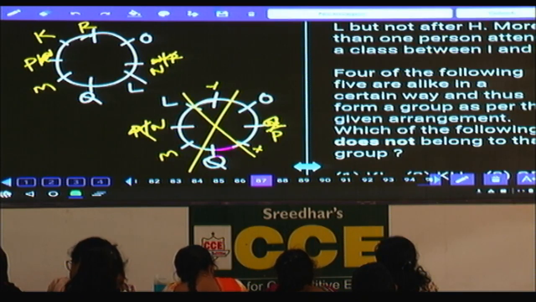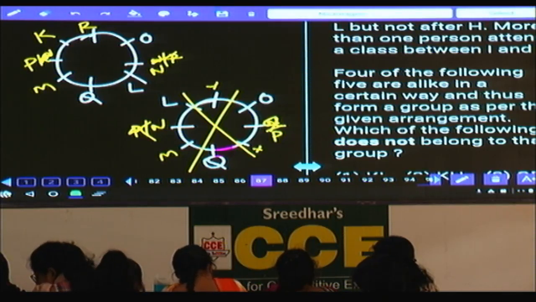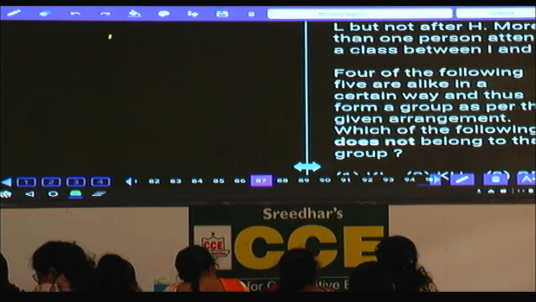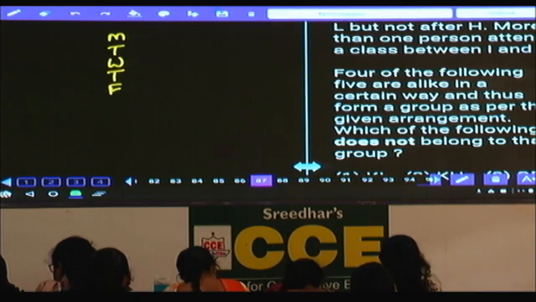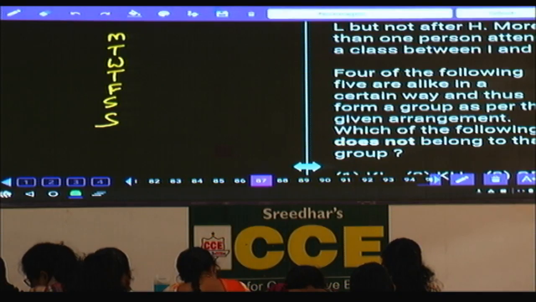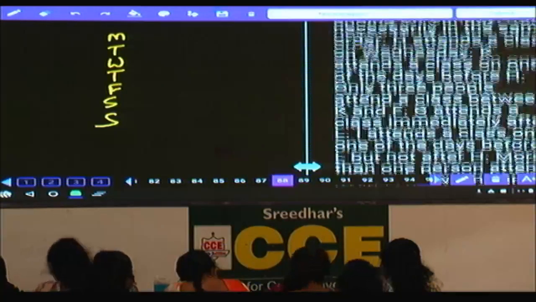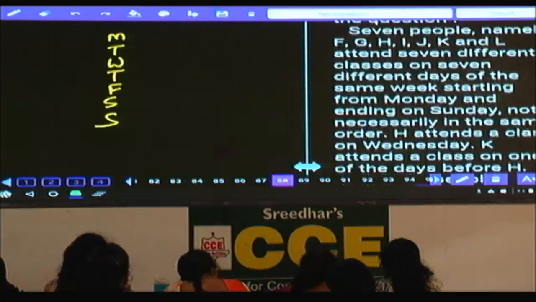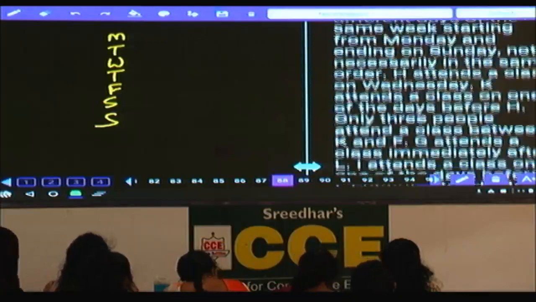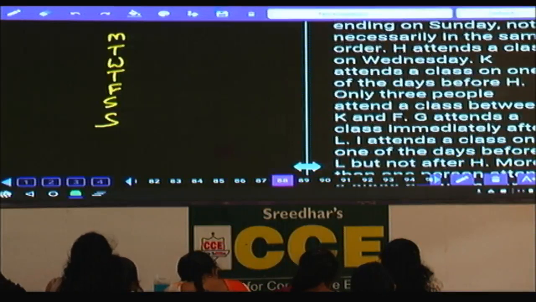7 people attend 7 different classes on 7 different days of the same week, starting from Monday, ending on Sunday. Now Monday, Tuesday, Wednesday, Thursday, Friday, Saturday, and Sunday. Then in this one, now question number 88. On 7 different days, not necessarily in the same order, H attends a class on Wednesday.